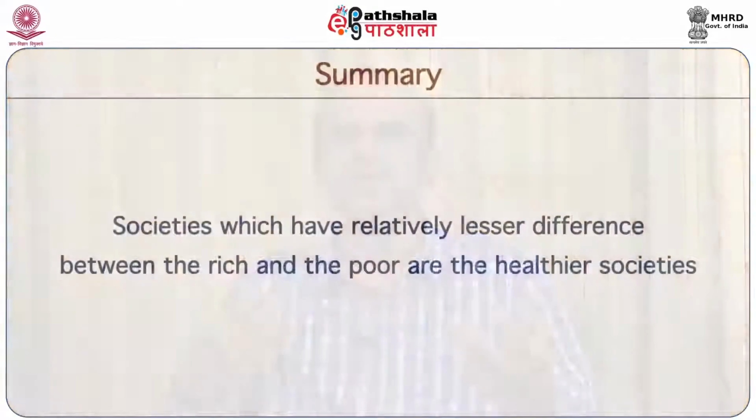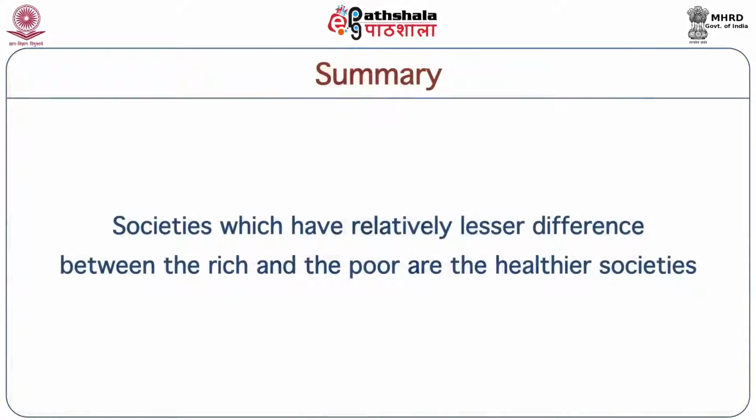Okay. And in that sense, scholars like Wilkinson and others argue that if you look at the relative difference between the rich and the poor, those nations which have relatively less differentiation or less inequalities between the rich and poor are the healthier societies. Okay. So, what is the social ingredient of health is something that they are talking about. The disparities need to be less.